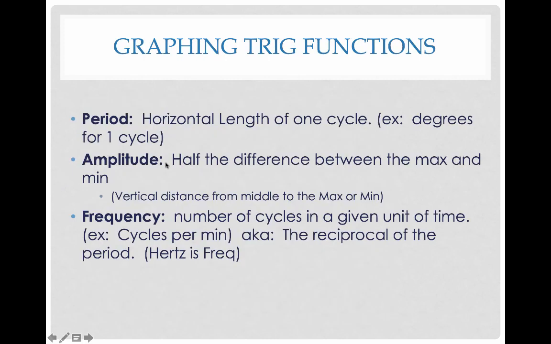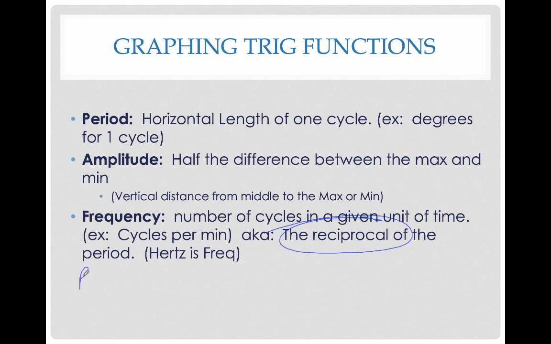Okay, last thing for today, frequency. So period, we already talked about that. Amplitude, how high do we go? Vertical distance from the middle of the max or the min. Frequency, before you freak out about frequency, don't do that. I tell you what, the frequency is the reciprocal of the period. So it's cycles per minute instead of minute per cycle. Okay, so we're going the other direction.